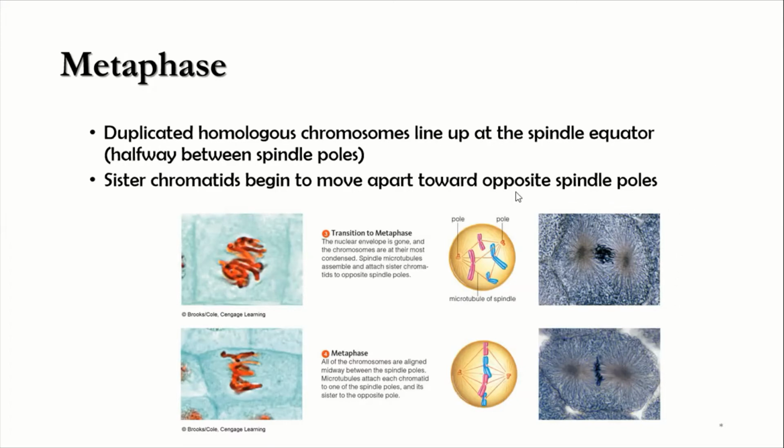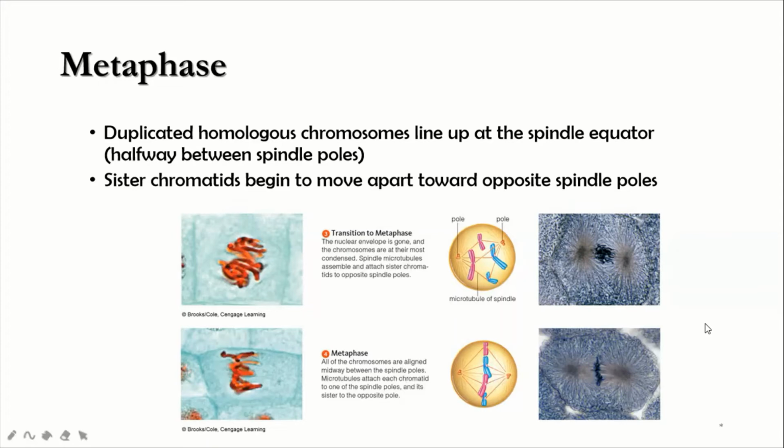The chromosomes now line up at the center, and the sister chromatids begin to move apart toward the spindle poles. At the metaphase, you would see the aligned structures of your chromosomes, aligned midway. The black structures here are your chromosomes lining up at the metaphase stage. Here in your plant cells, the red ones are also in the middle.